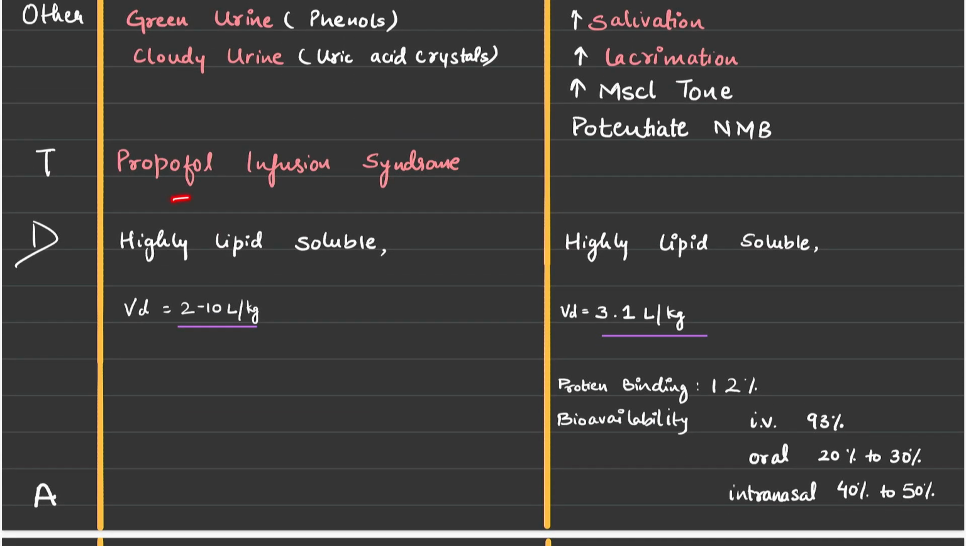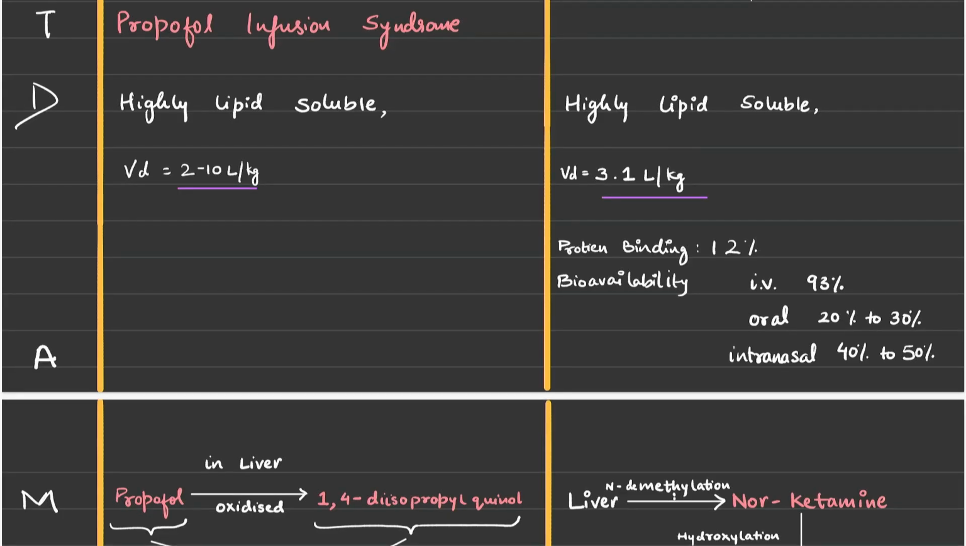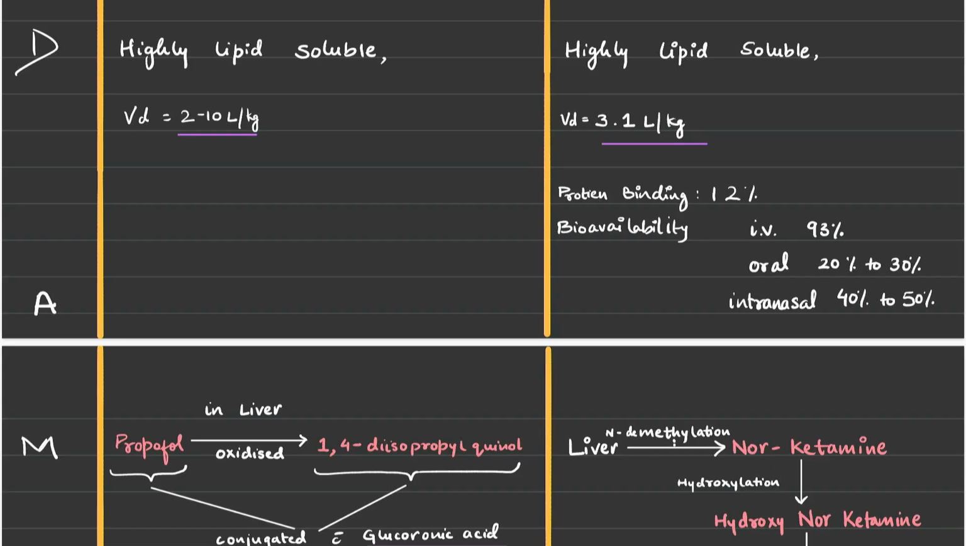Toxicity is propofol infusion syndrome. We have discussed it. Then distribution: propofol is highly lipid soluble. Volume of distribution is 2 to 10 liters per kg. Volume of distribution is decreased in the elderly and it is increased in the pediatric age group, which leads to increased dose in the pediatric age group and decreased dose in the elderly.